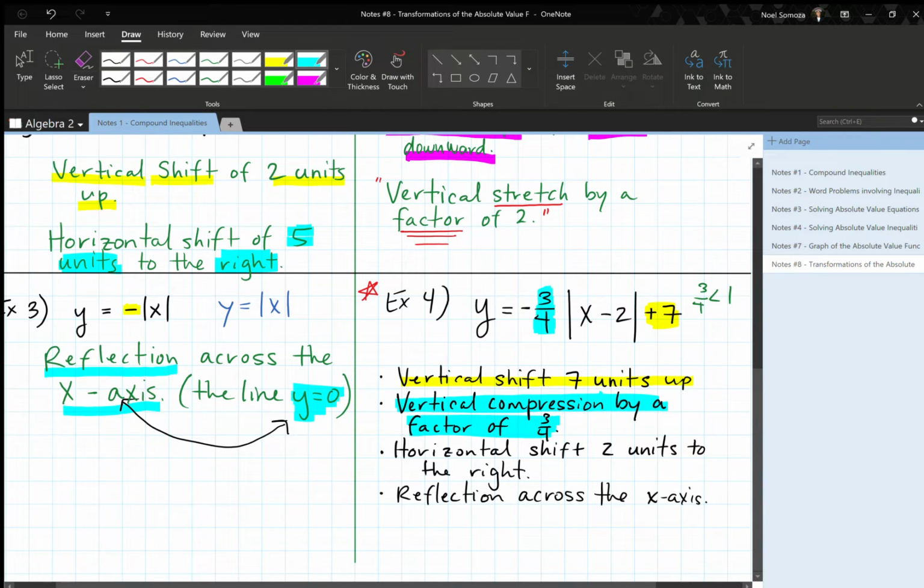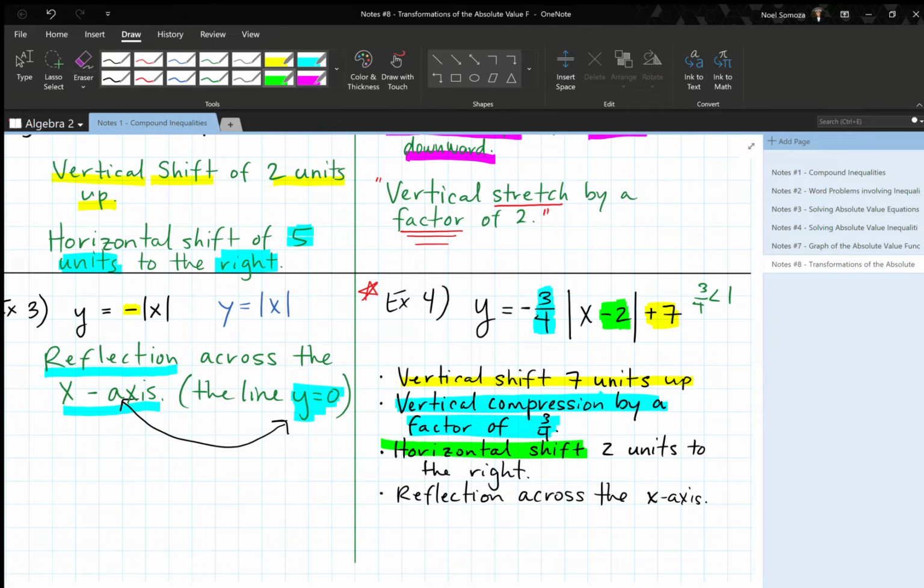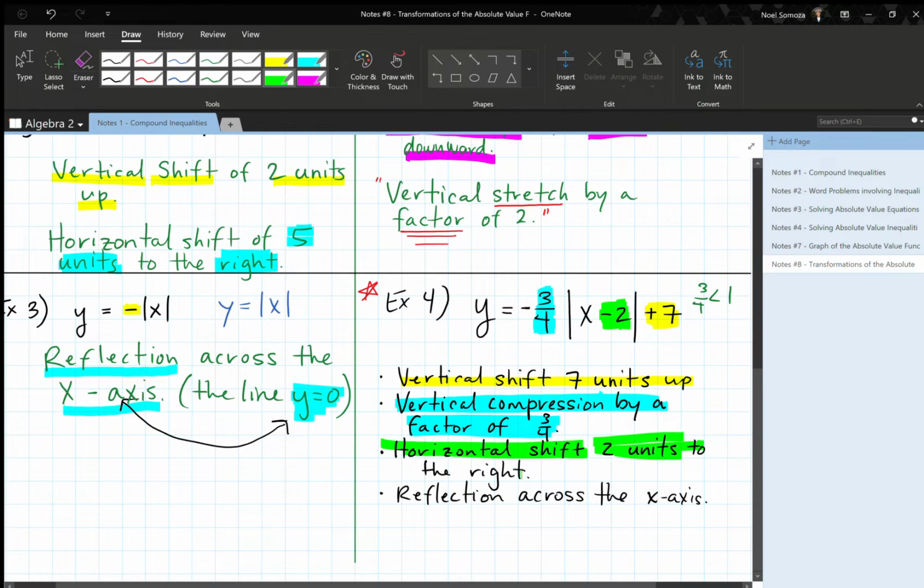Okay, pretty simple. The next one, okay, we have a -2 inside. Okay, if it's -2, then that's a horizontal shift. Okay, the fact that it's inside makes it a horizontal shift. Now we just have to decide which direction. So since it's -2, you remember that it's the opposite of what you see. So since you see -2, you're not going to go to the left, you're going to go to the right. Okay, so we go 2 units to the right.